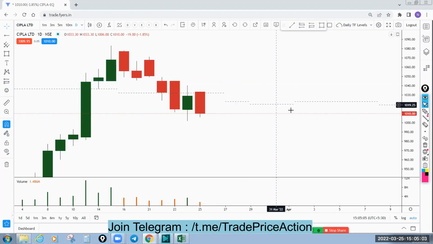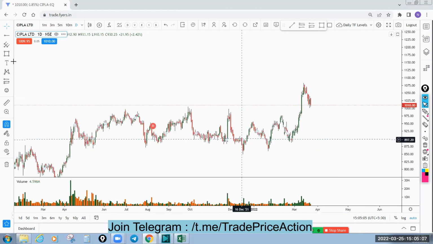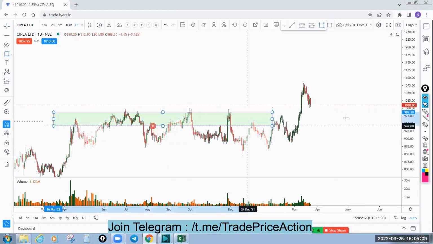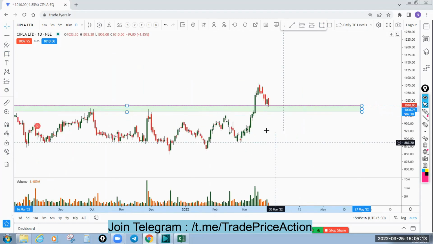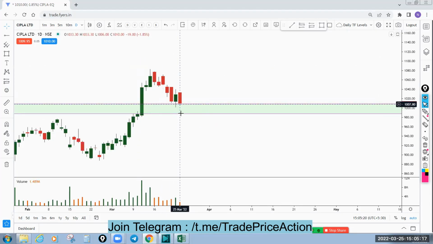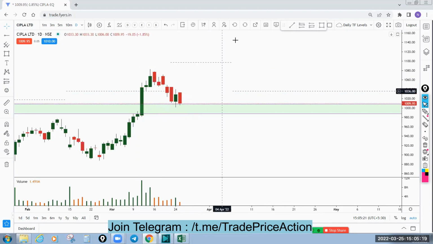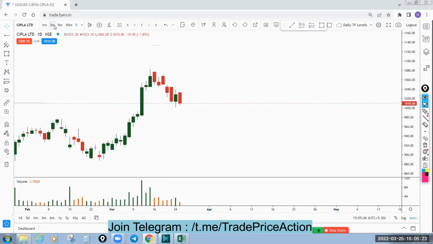So this is a positive sign. Also, there is one clue: this was trading above this demand zone. This was the demand zone earlier. Resistance converted into a demand zone, which was broken out and it was retested yesterday. So obviously the hypothesis was on the buy side. Now let us look at the entry.